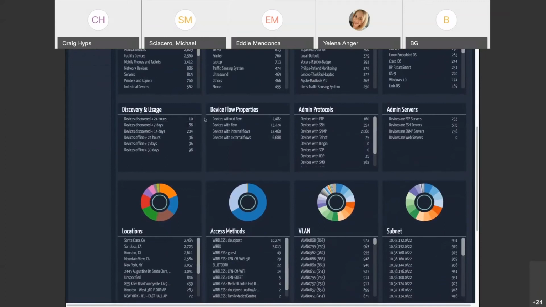When were these devices discovered? How many of these devices came on the last day, week, 2 weeks? How many have been offline, especially for things that have been offline for greater than a certain number of days? Is it just retired? Did it walk off? Did it get reprovisioned? What types of communication protocols?